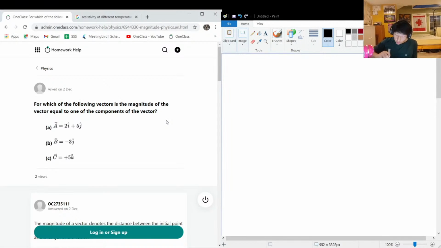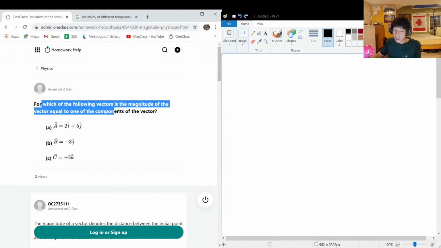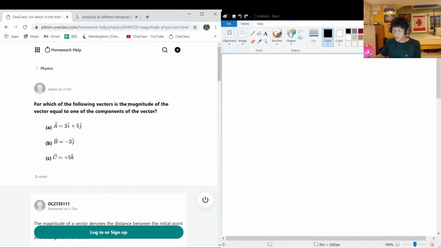Okay, okie dokie. So the next question that we got on the menu today is asking us, which of the following vectors has a magnitude equal to one of the components of the vector? Let's look at this question and dissect what some of these keywords in the question title are asking us for, and then we can better handle how we should proceed to solve this question. Okay, so following vectors is a magnitude.